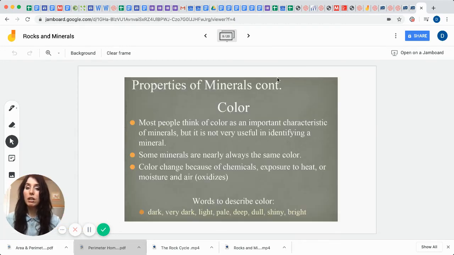Okay, so if we talk about its color, most people think of color as an important characteristic of minerals, but it really isn't very useful in identifying minerals. Some minerals are nearly always the same color, but colors can change because of chemical reactions, heat exposure, and when air oxidizes it. These are some words that we use to describe the color of our minerals: dark or very dark, light, pale, pink, dull, shiny, and bright.